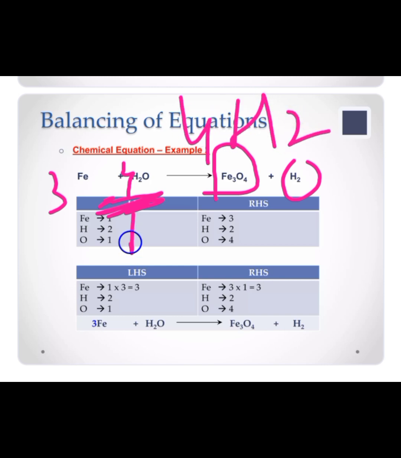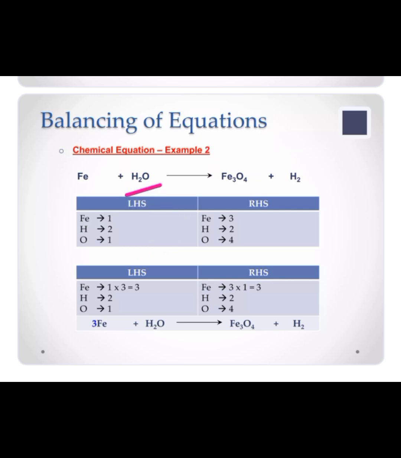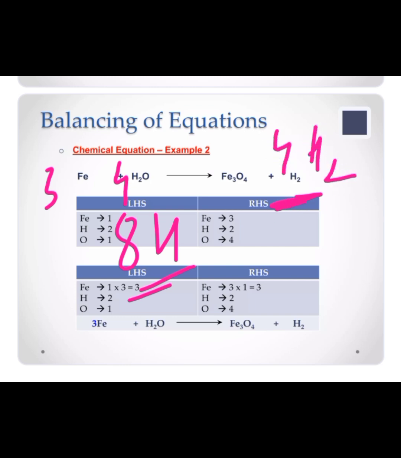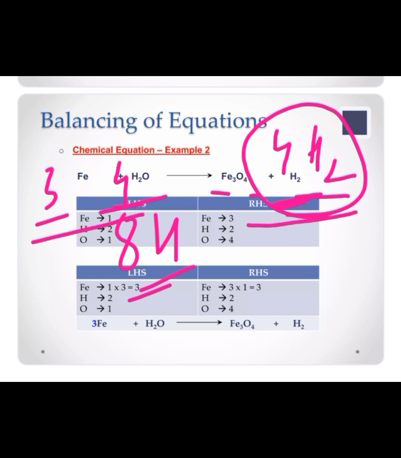In the left hand side, 4, so a total of 8 hydrogen atoms in the left hand side. So we need to put 4 in front of hydrogen atom to be 8 hydrogen atoms. So 3 iron atoms, 4 oxygen atoms and 8 hydrogen atoms on the left and right hand side are equal.